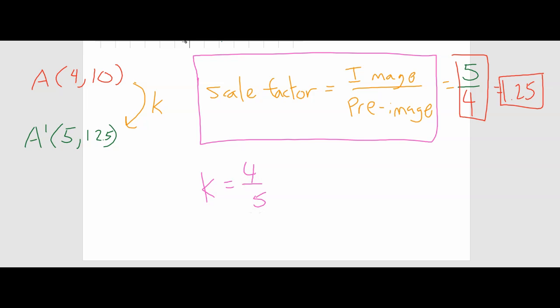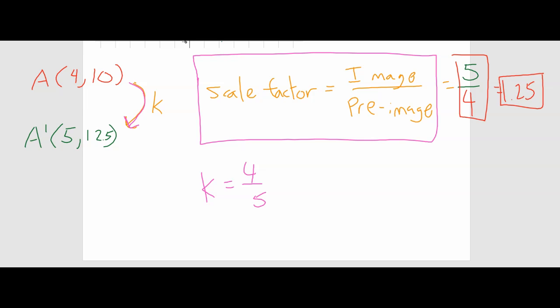Well, when you look at your pre-image to image, right, you know that you have to multiply by something greater than 1, because you're going from 4 to 5, so you have to increase, and 10 to 12.5, so you have to increase. So again, that k value has to be greater than 1. But the one you came up with, 4/5, is less than 1. So that should immediately set off some alarm bells to make you go back and think, okay, did I use the correct ratio? Did I do image over pre-image or pre-image over image?